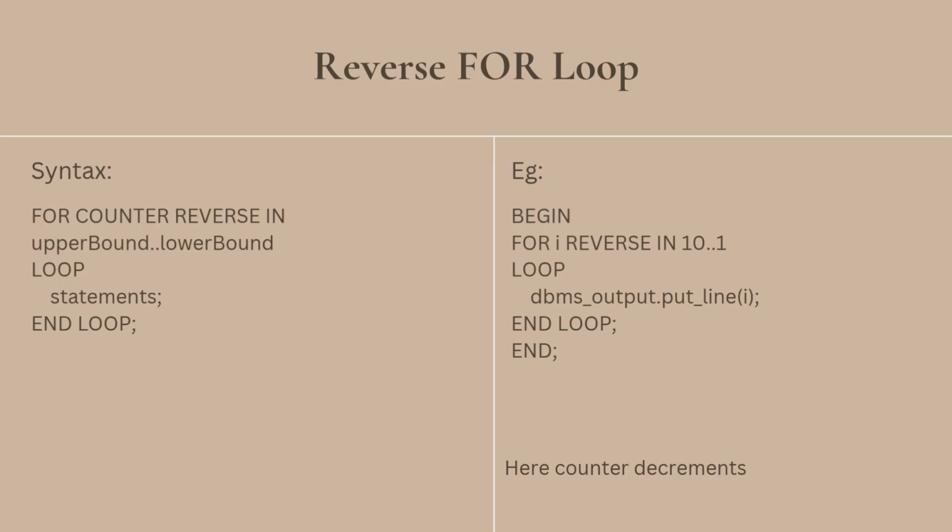Now let's see reverse for loop. Here the syntax is similar, only the reverse keyword is added, and the range is written in reverse order, meaning upper bound first then lower bound. In the example shown on the screen, the counter I is initially 10 and then decrements by 1 in the loop down to 1.